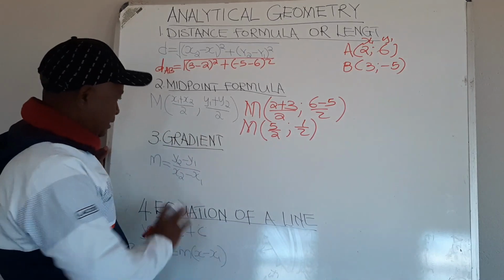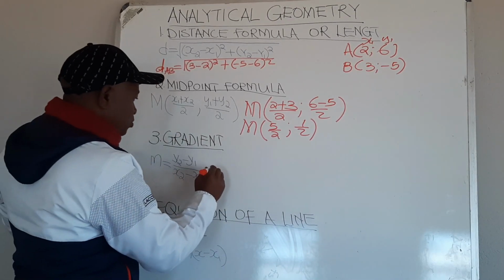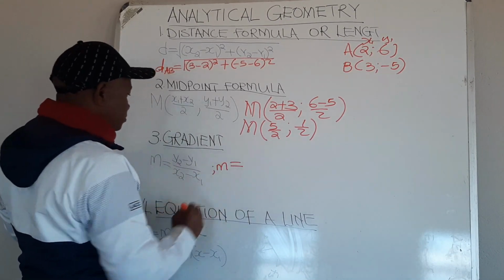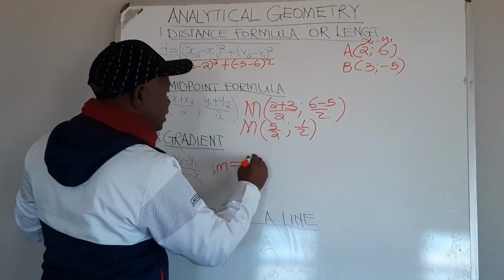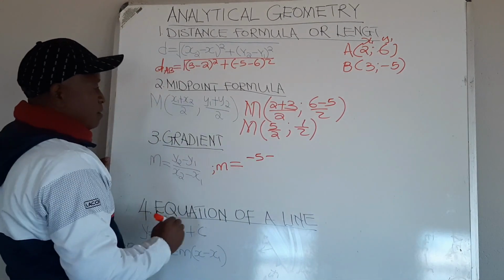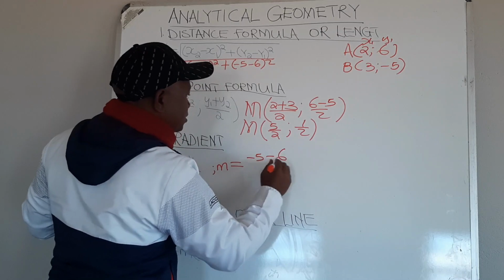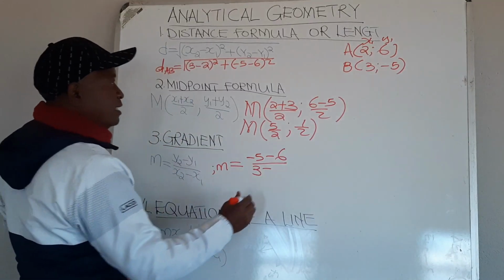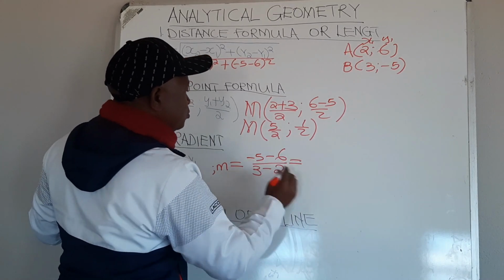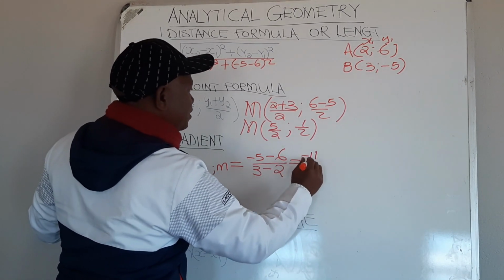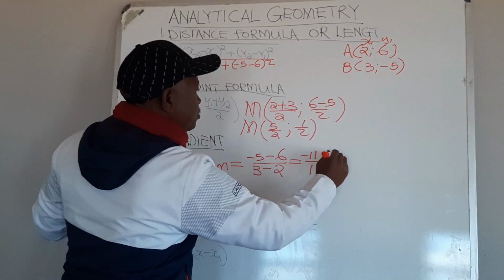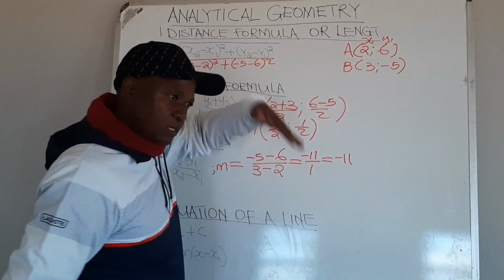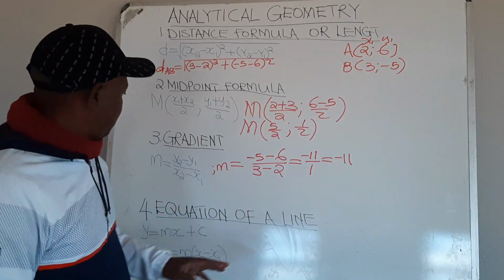For the gradient, the same applies. We use the small letter m. My y2 is -5 minus my y1, which is 6, all over my x2, which is 3, minus my x1, which is 2, which will give us -11 over 1, which means my gradient is sloped down, which is negative.